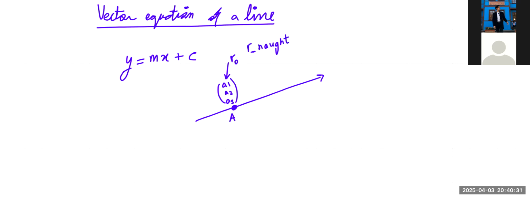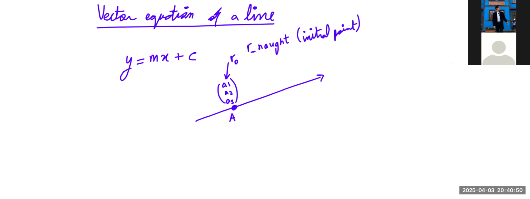Word R naught, which is also called the initial point. I know I'm saying it again and again, but it's very important, because in the exams they're going to say the initial point is this, and you can get confused. So, initial point. Now we need one more point on this vector to write down the equation.